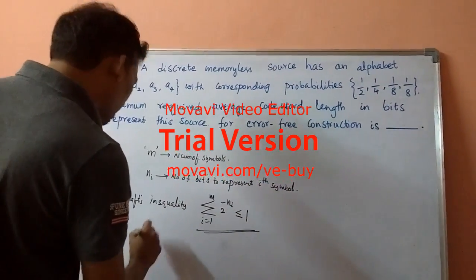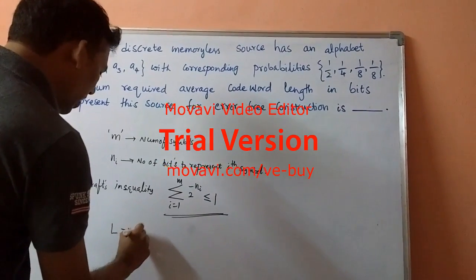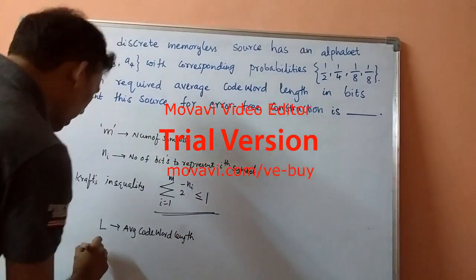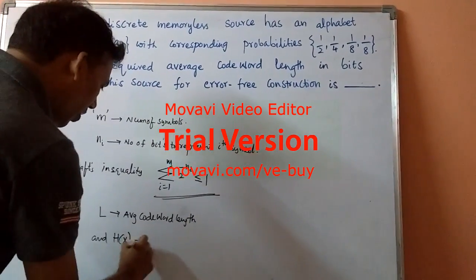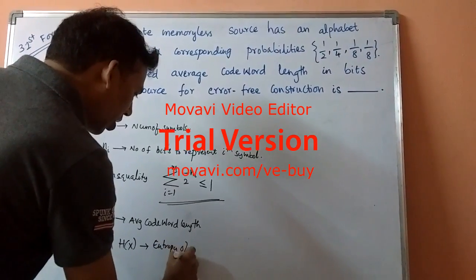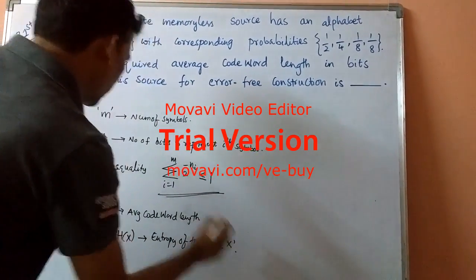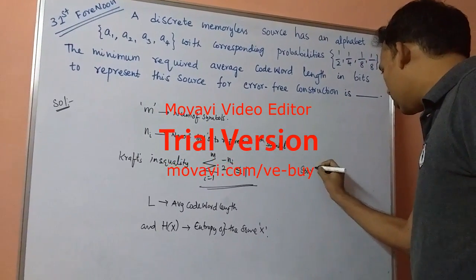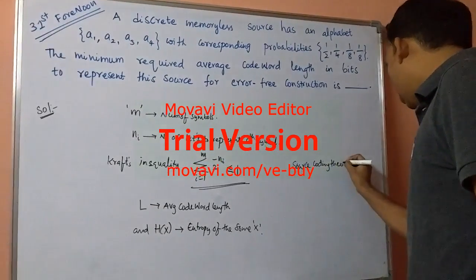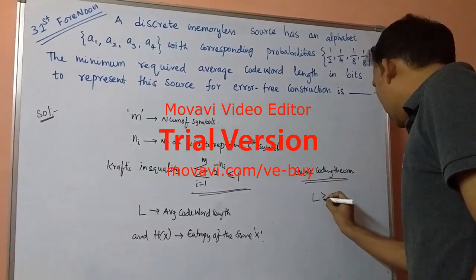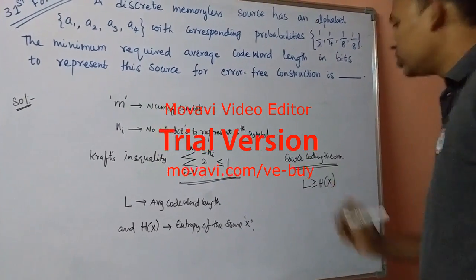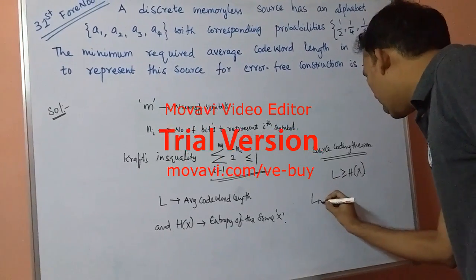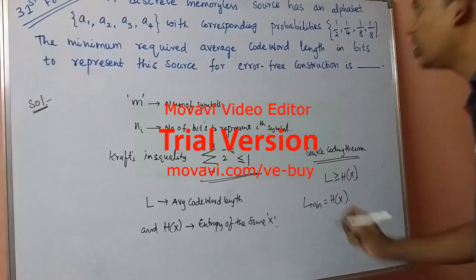To satisfy the Kraft inequality, suppose I denote capital L as the average code word length, and capital H of X is the entropy of the source capital X. Then, from the source coding theorem, this average code word length is always greater than or equal to the entropy of the source, so that the minimum average code word length to represent the source for error-free transmission, L minimum, equals H of X, that is the entropy of the source.